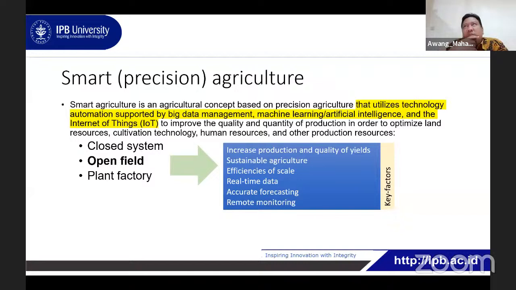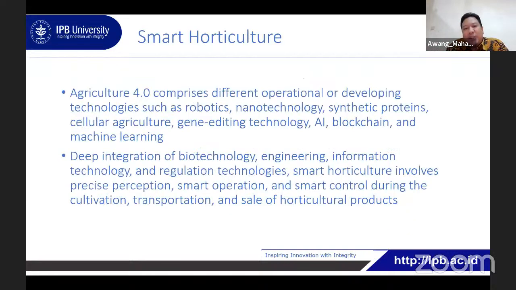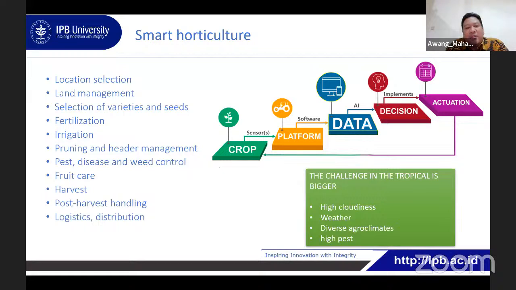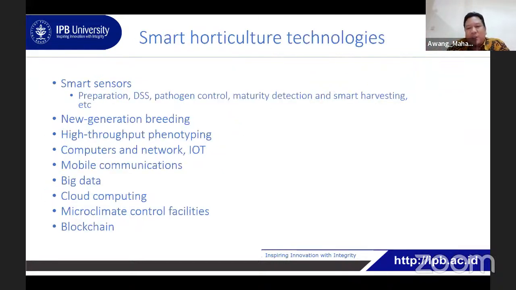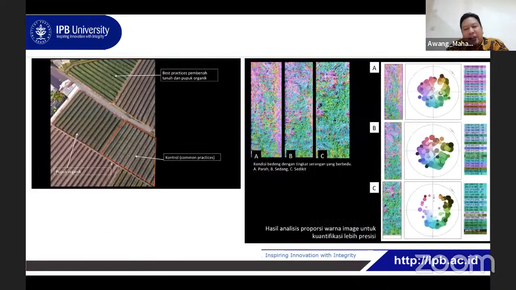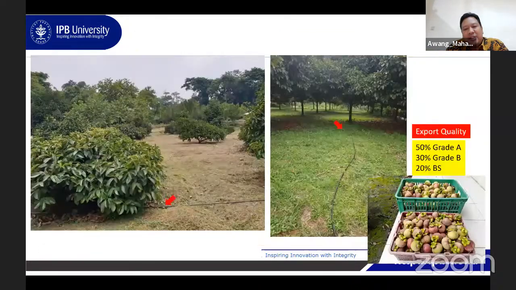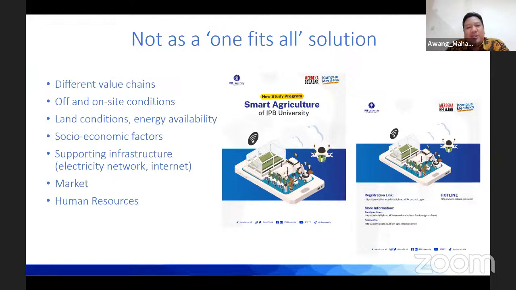introductory talk, and the conclusion is we need smart precision agriculture, because we know that the challenge in our situation is very high. Therefore, from location selection to the logistics and distribution, we have a technology for doing that. From sensors, the new generation breeding, and so on. And this is another example. And I think that's all.